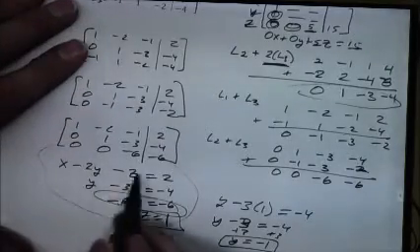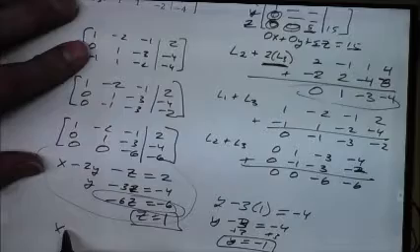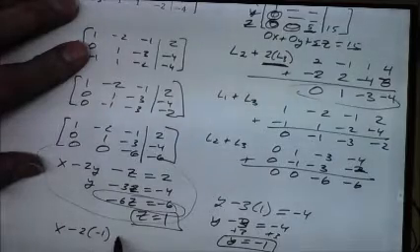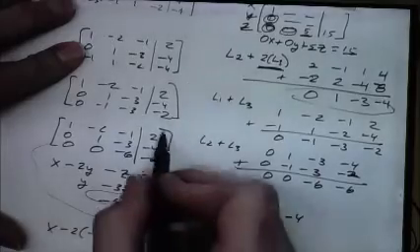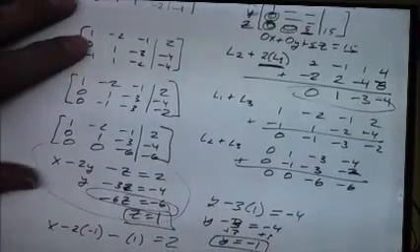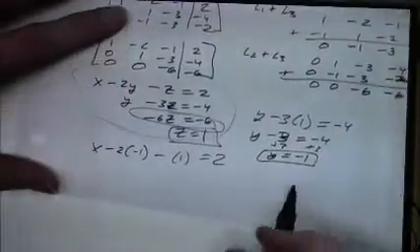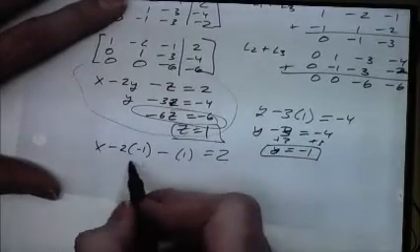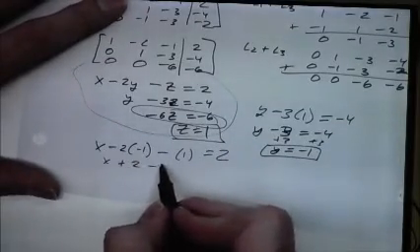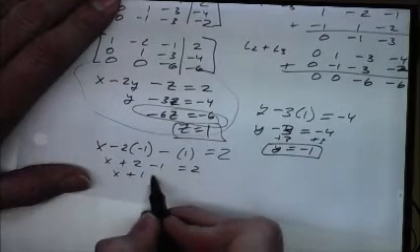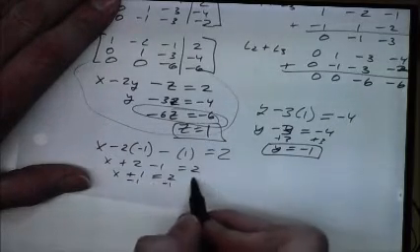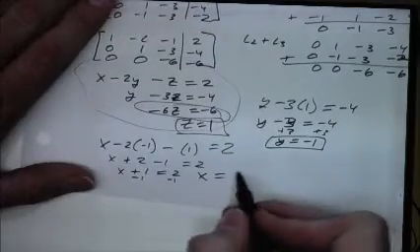And now I can put both of these into this one. X minus 2 times negative 1 minus a 1 for the z equals, that's a 2. Okay? Move this up. So with this, we can find the x. X plus 2 minus 1 is equal to 2. X plus 1 equals 2. Subtract that, and it looks like we have x is equal to a 1.